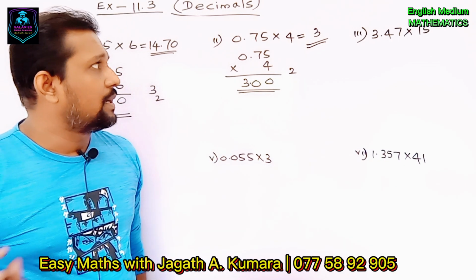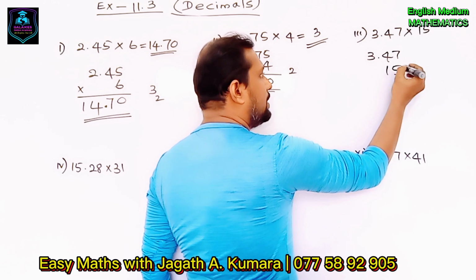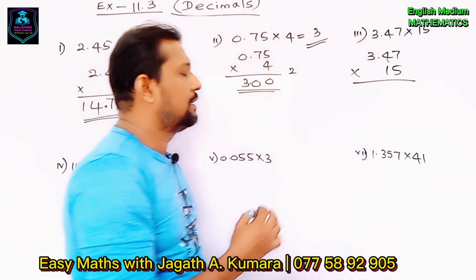Right. Now look at the next one. 3.47 multiplied by 15. Right. Then let's go to multiply.